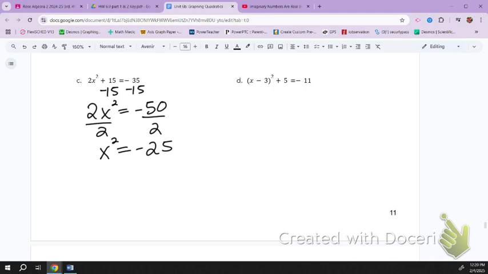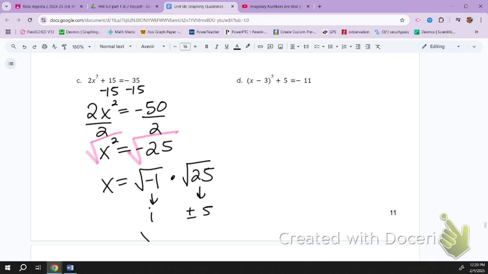What's the next step? We're going to square root. So I can break this down. I get negative 1 times the square root of 25. Is it 5 what? Good. It's 5i. It's negative 5i. That turns into i. This turns into plus or minus 5. So plus or minus 5i.